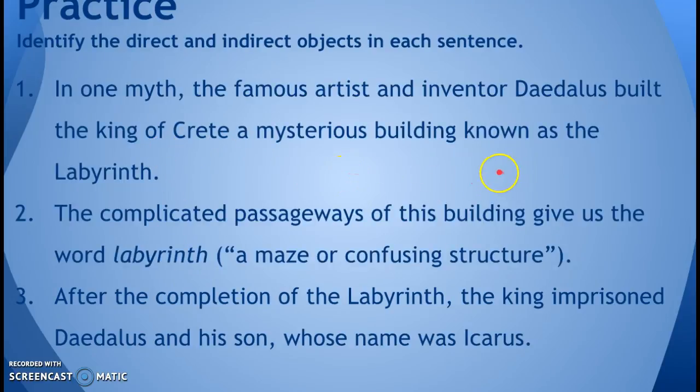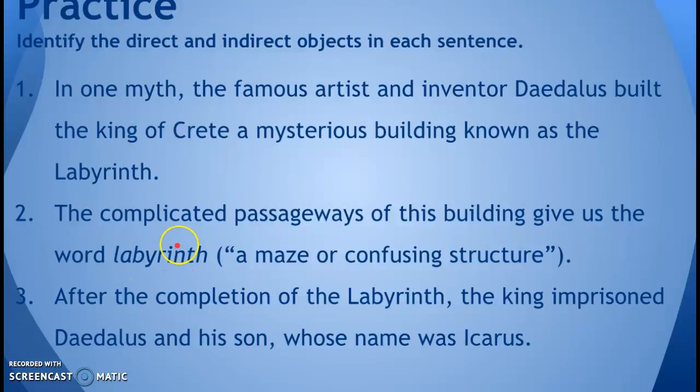So let's take a look at a couple of sentences here. In one myth, the famous artist and inventor Daedalus built the king of Crete a mysterious building known as the Labyrinth. So remember, we always want to get rid of our prepositional phrases first, so we would get rid of in one myth. We would also get rid of as the Labyrinth. Go ahead and cross those out, and we would also get rid of Crete. Who or what are we talking about? Well, we're talking about Daedalus, so he's the subject. The verb is built. Daedalus built what? Well, he built a building, so that's our direct object. For whom did he build it? He built it for the king, so that is our indirect object.